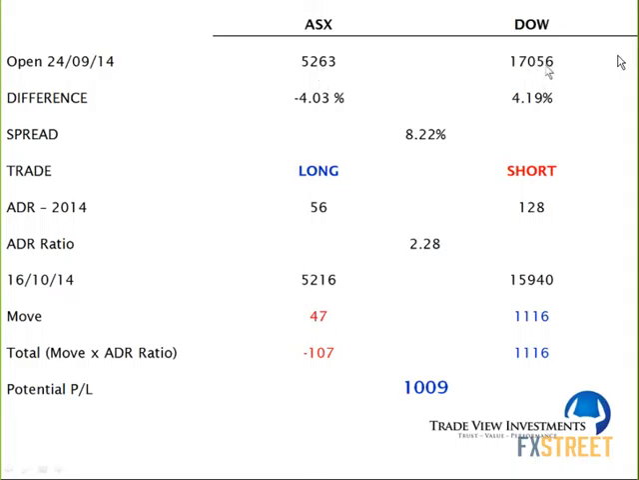And from 170.56 to 159 was actually 1,116 points, which is a massive move in a short space of time. And when you're pairs trading, it's a really cool scenario because even if you had the total, which is the move times the ADR ratio, so it was 47 times 2.8, which is 107, you'd lose 107 points or $107 if you did $1 per point, for example. And if you did the Dow, you would have made 1,116 odd points.